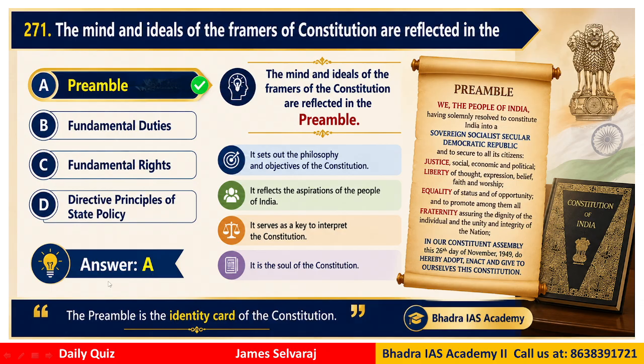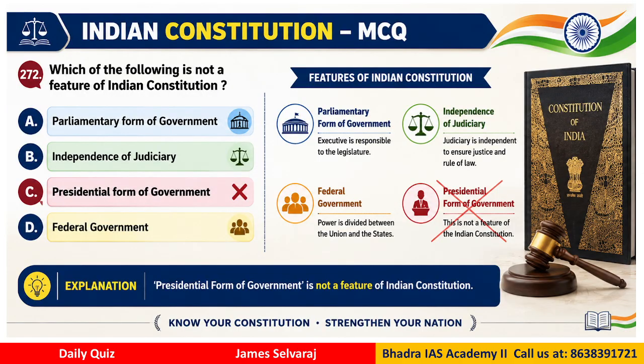Whether it's found in the preamble, fundamental duties, fundamental rights, or directive principles of state policy. The correct answer for this question would be A. The mind and ideals of the framers of the constitution are found in the preamble, because it sets out our philosophy and the objectives of the constitution, and it reflects the aspirations of the people. Therefore the preamble is the main part from where we get to know the mind, also the ideals of the framers of our constitution.